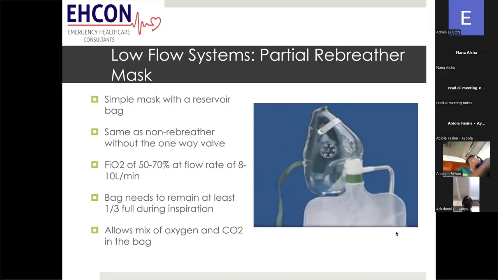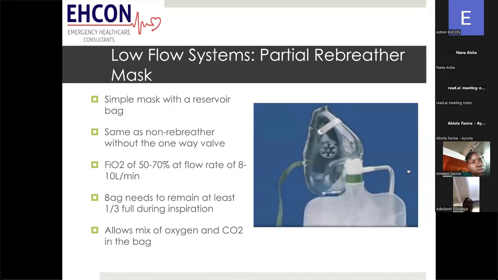You need to make sure the bag is at least a third full during inspiration. So I'll see people who will put these masks on and that reservoir bag, this is the reservoir bag, it's just empty. It actually needs to be full because what's happening is the patient is pulling oxygen from the reservoir bag. So if the reservoir bag is not at least a third to 2/3 full, the patient is essentially just pulling nothing. So you actually have to make sure you fill the reservoir as you put the mask on. And I typically just put my finger right here, block off this entry point and let the reservoir fill a little bit before I put the mask on.